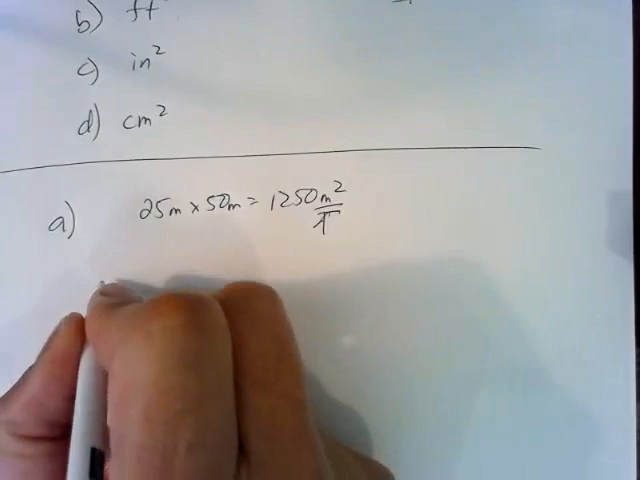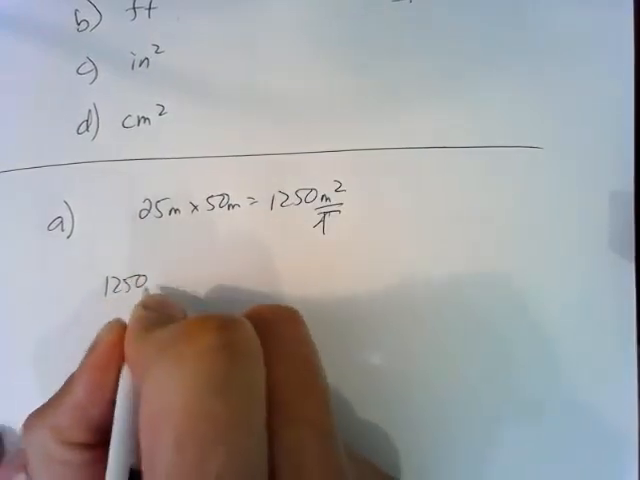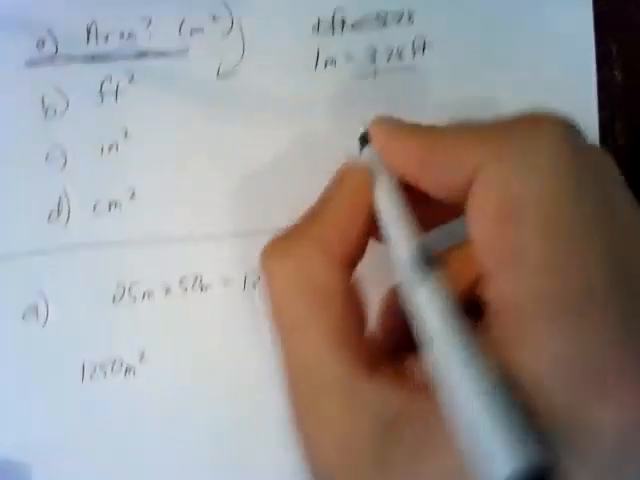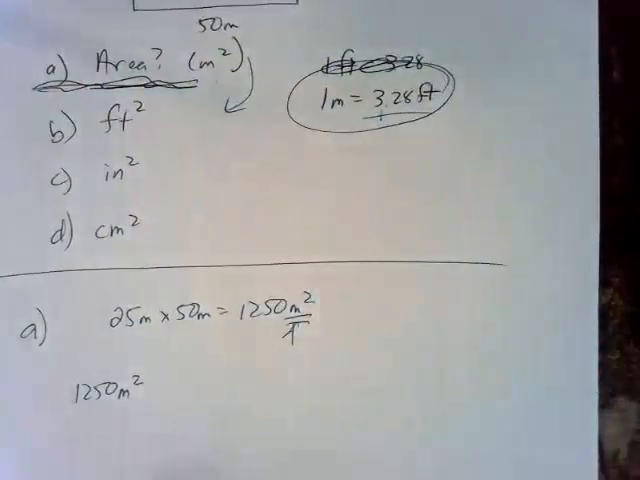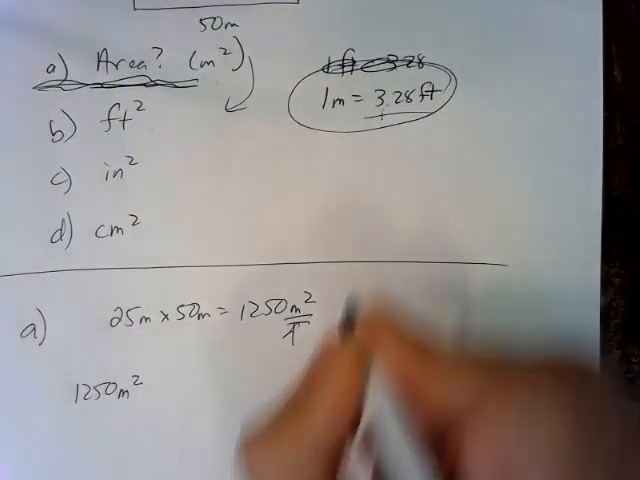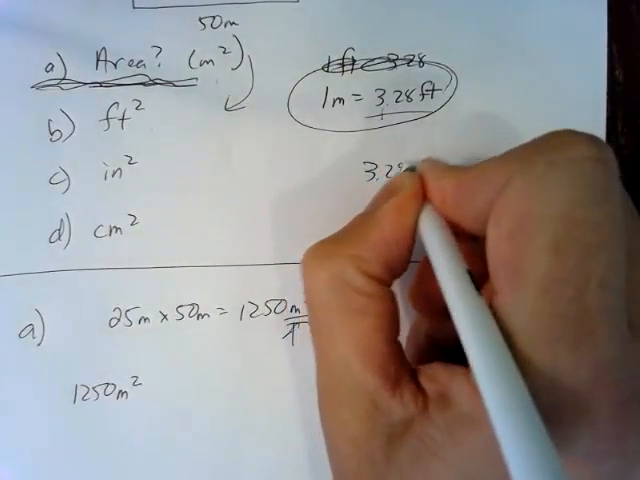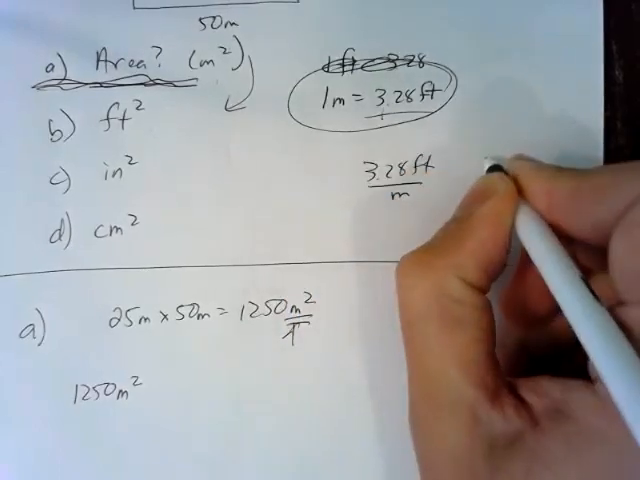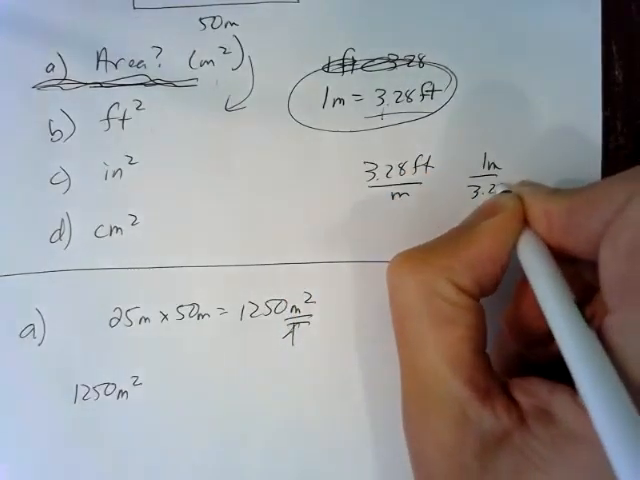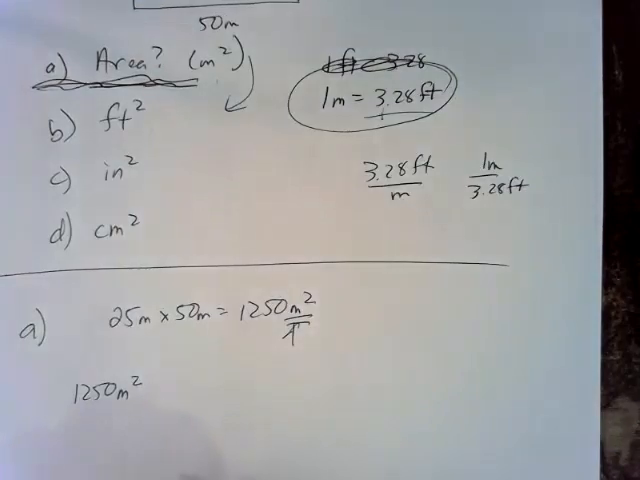So now, to get that into feet squared, we're going to take 1,250 meters squared. We have this conversion factor. Which way do we want to set it up? I can either say 3.28 feet per meter, or 1 meter is 3.28 feet. Both are legitimate conversion factors.